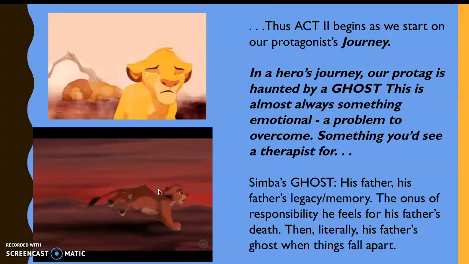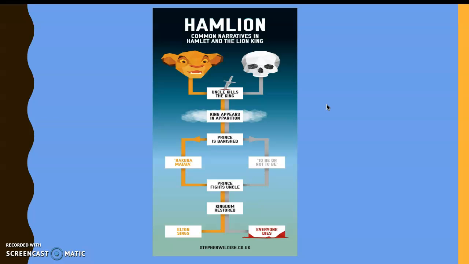All right, so here we are in the second act. Act 2 begins as we start on a journey. In a hero's journey, our protagonist is haunted by a ghost. This ghost is almost always something emotional, like a problem to overcome, and it's something you probably see a therapist for in real life. Simba's ghost is his father, and quite literally, his father comes back later as a ghost. It's his father's legacy and memory. It's the onus of responsibility he feels for his father's death, and that he feels for the rest of his pride. By the way, The Lion King is very much like Hamlet. If you've not heard those comparisons, it might be a fun thing to look up.